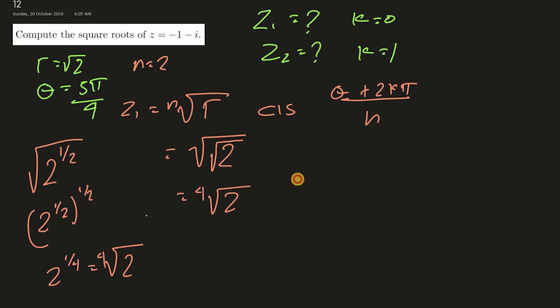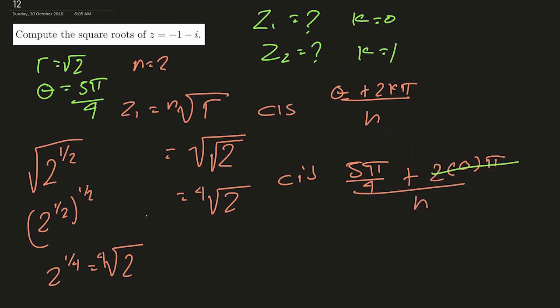2 to the 1 fourth, cis. The value of our theta is, ano ulit yan? No, sorry, that's 5 pi over 4, plus 2, ano yung k natin? That's 0. 0 times pi over n. So, since this is 0, we just need to cancel that. 0 naman yan. And, simplifying that, let's put this into decimal para sa maganda. The fourth root of 2 is approximately 1.19.